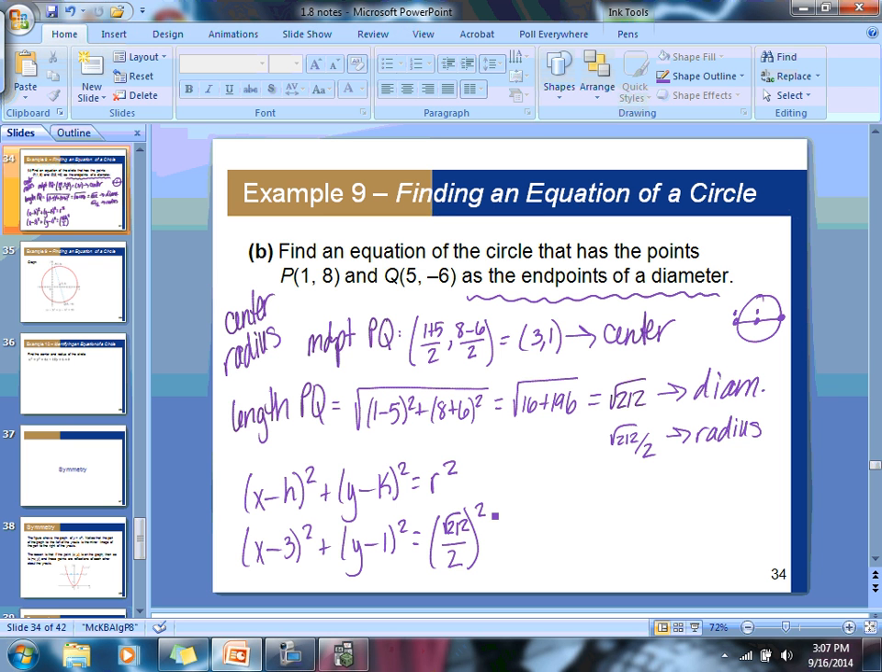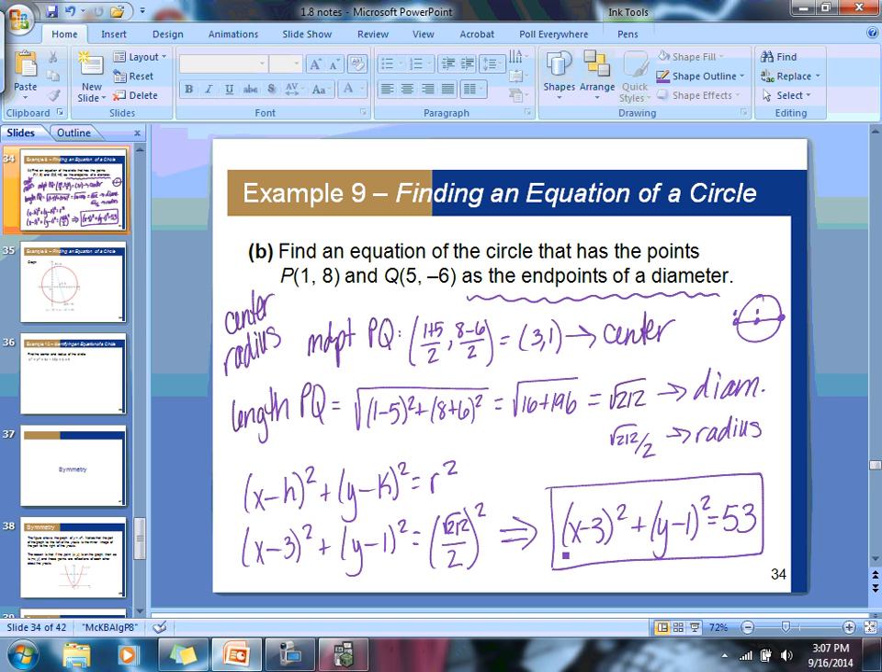Now your calculator can handle that, but you have to do it a step at a time. Take the square root of 212 and hit enter. Get an answer. Then divide that by 2. Hit enter. Get an answer. Then square that. And when you do that, you will get x minus 3 squared plus y minus 1 squared equals 53. So that's why you don't want to waste a bunch of time reducing the square root of 212 divided by 2, because you're going to plug it into your calculator and square it anyway, and most of the time it's going to come out to be a nice number.